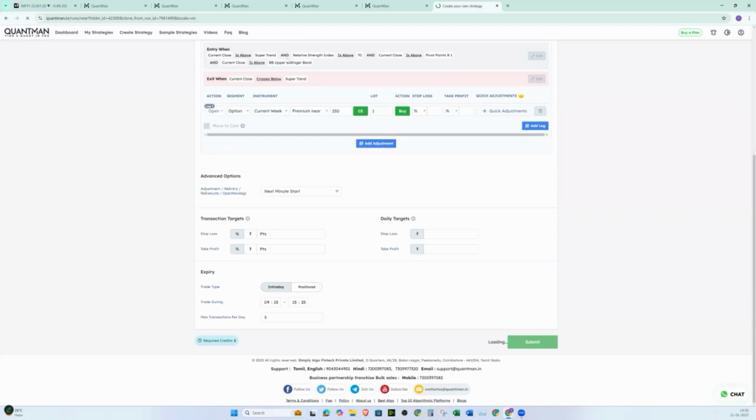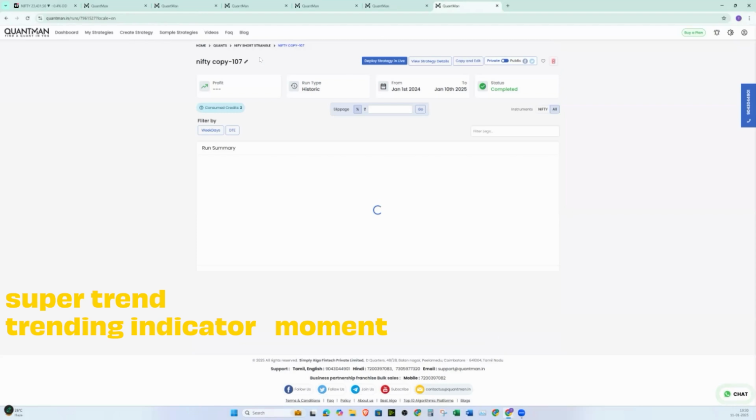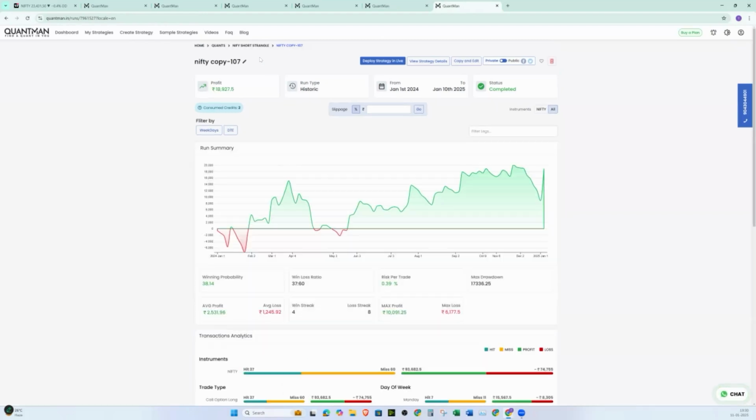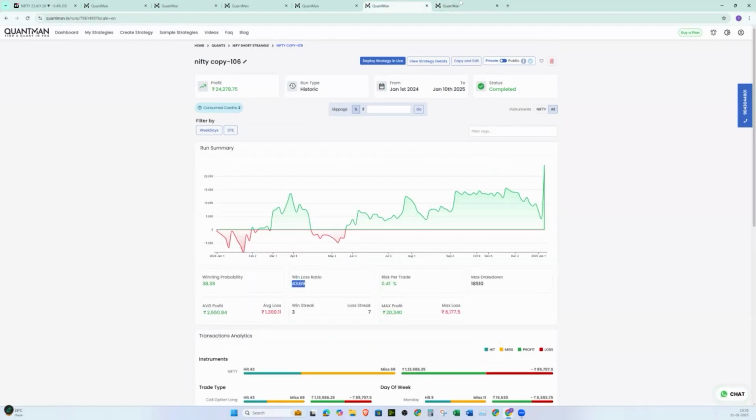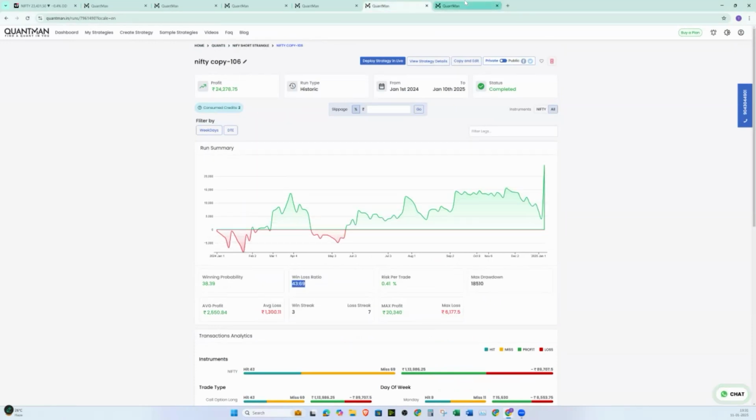Each indicator has specific criteria. Bollinger Band is a volatility indicator, Super Trend is a trending indicator, and momentum RSI is a strength indicator. Compared to the previous strategy, this strategy is even better. Drawdown reduces a little bit.